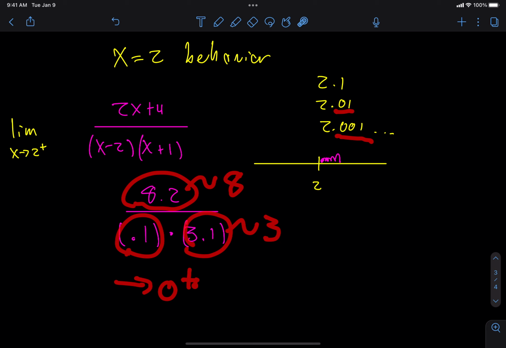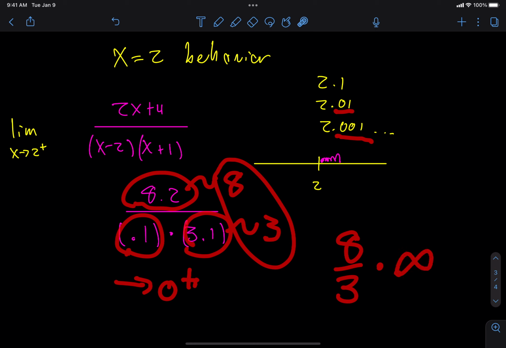So this is telling us that we're going to positive infinity. Why? Because these things are like 8/3, and if I take 8/3 and multiply that with something that's going to infinity, then I'm getting positive infinity.